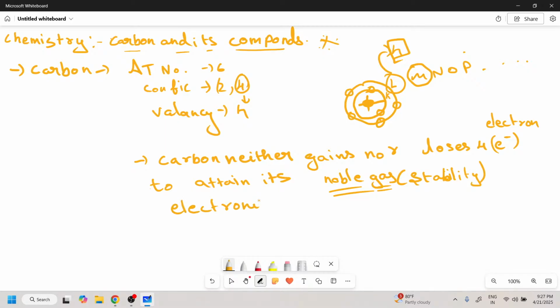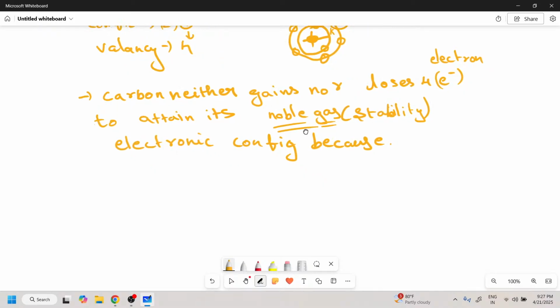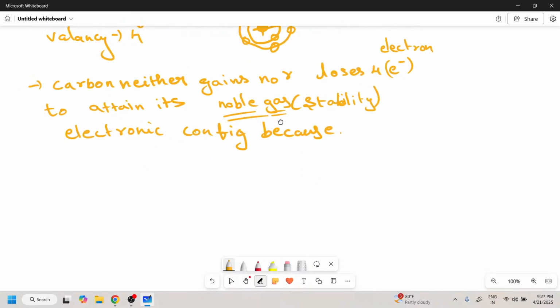Electronic config, because so here, some might have the answer and some might not. So I'm just moving this down to answer. Okay.